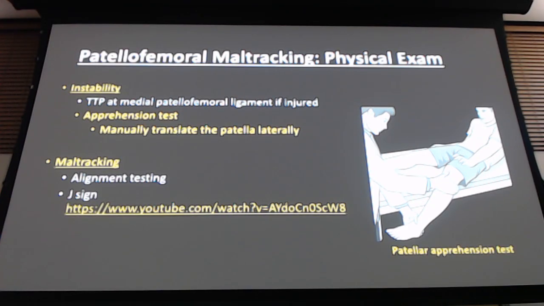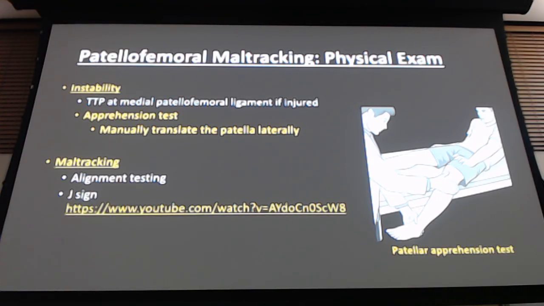So physical exam, instability. Why are they going to have tenderness to the medial aspect? Because that's where the MPFL is, correct? Along the area where the MPFL courses, they'll have pain. If they have an acute rupture, do you think they're going to have ecchymosis and swelling? Yes. So you're going to document that.